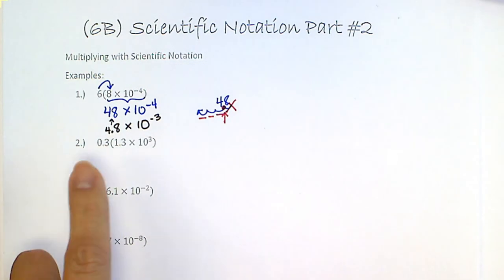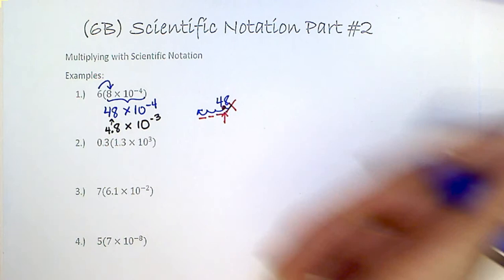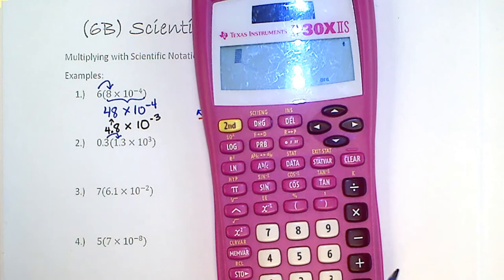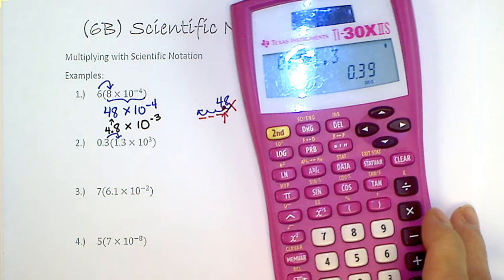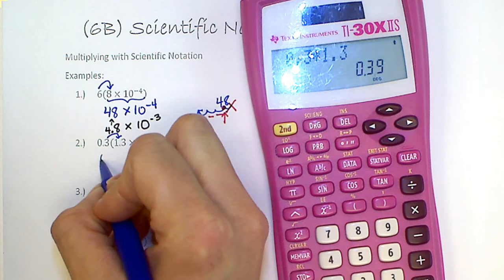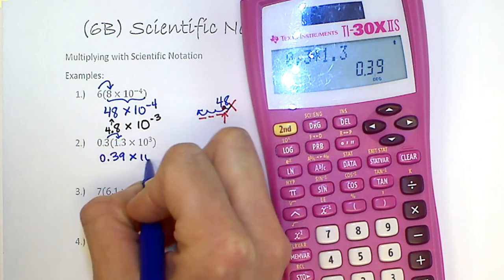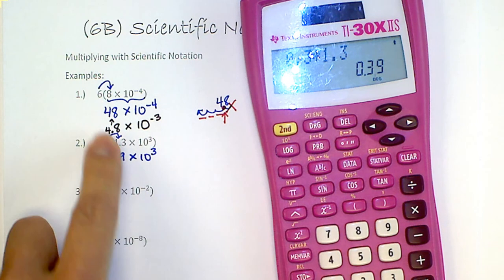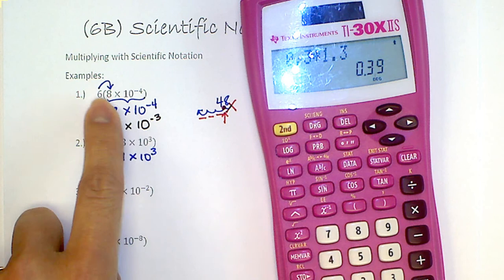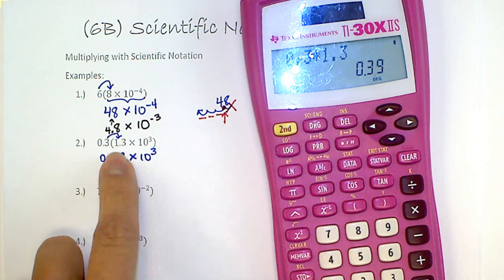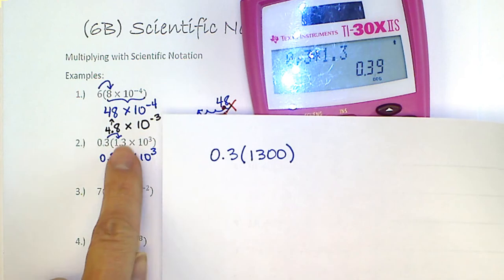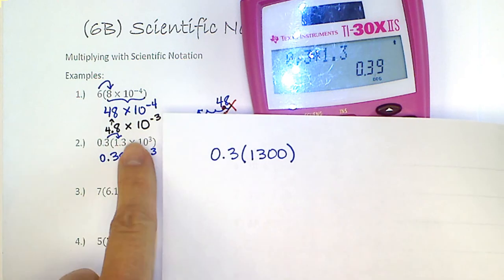To do this scientifically, we're just going to do 0.3 times 1.3. So 0.3 times 1.3 is 0.39. So this is 0.39 times 10 to the 3rd. Now when you multiply scientific notation, you just multiply these first two numbers. This is not the distributive property. These aren't two separate numbers. That is really 0.3 times 1,300. This is just one number, so don't distribute.